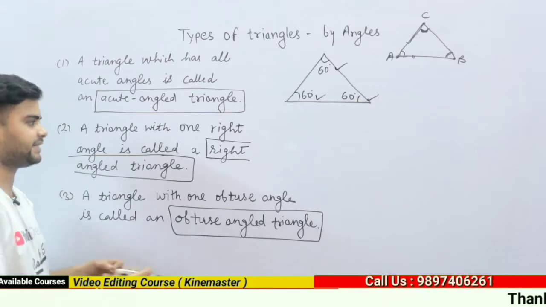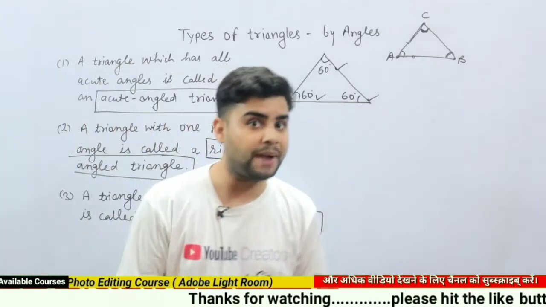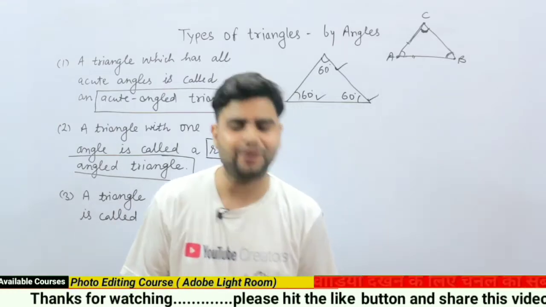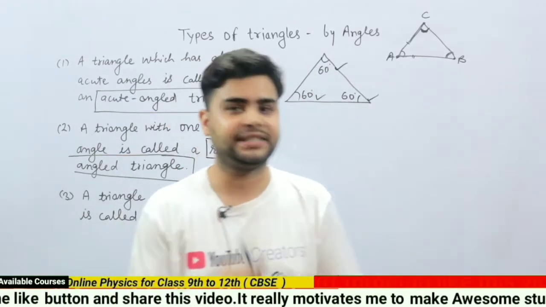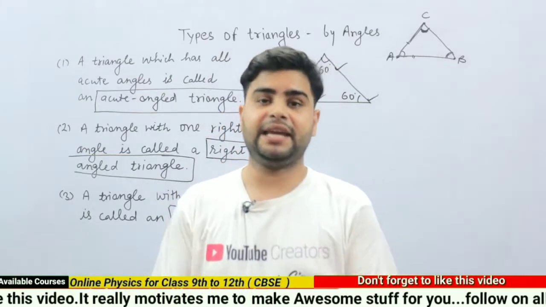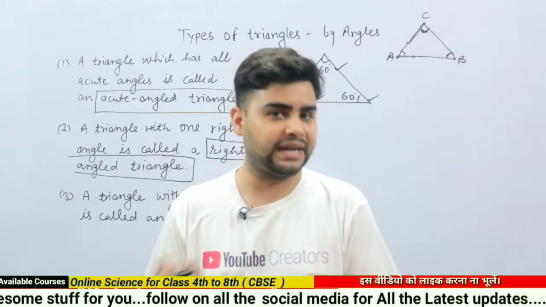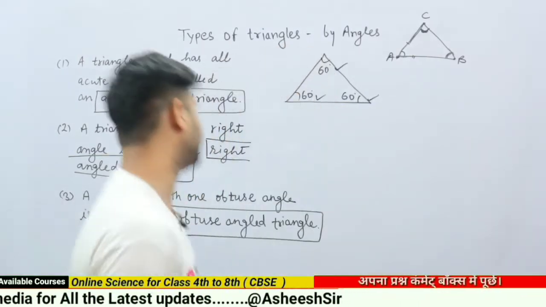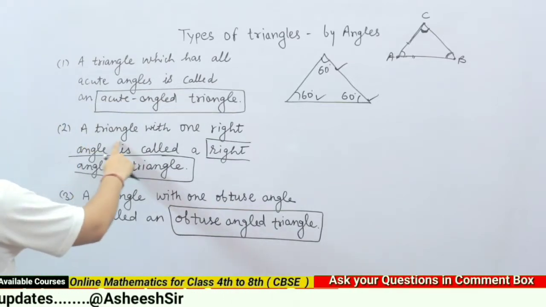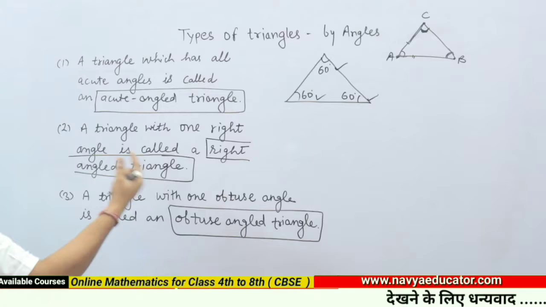And now we are discussing the right angled triangle. Right angle, you remember the right angle? I hope so. Student, right angle means a 90 degree angle. It means if in a triangle there is an angle which has a measurement of 90 degrees, then it is called a right angle triangle. So from the definition, a triangle with one right angle is called a right angle triangle.